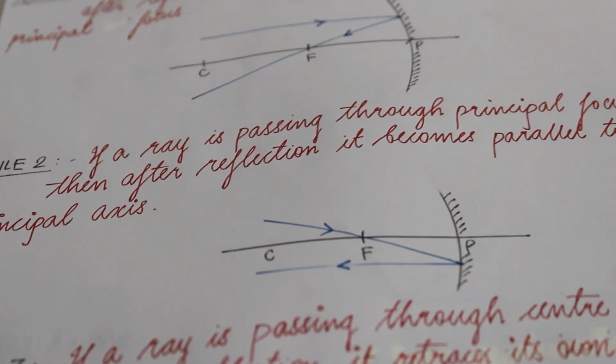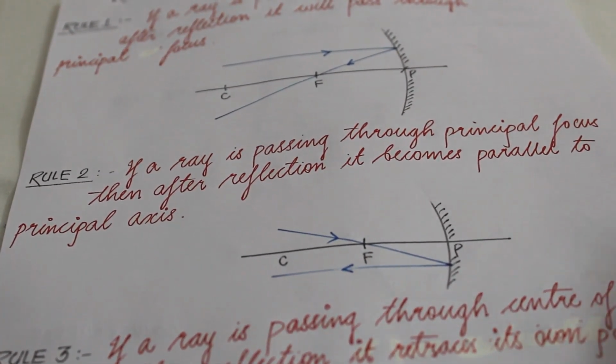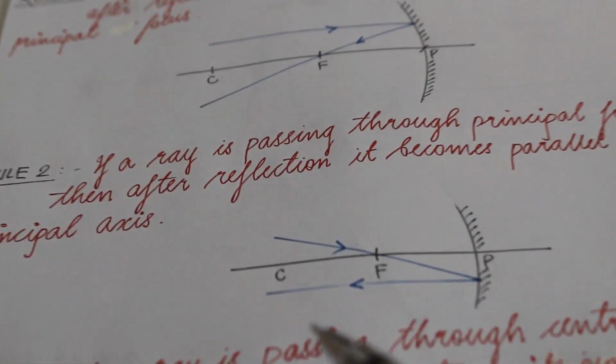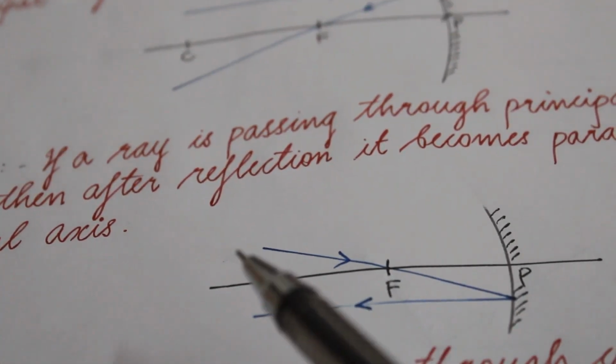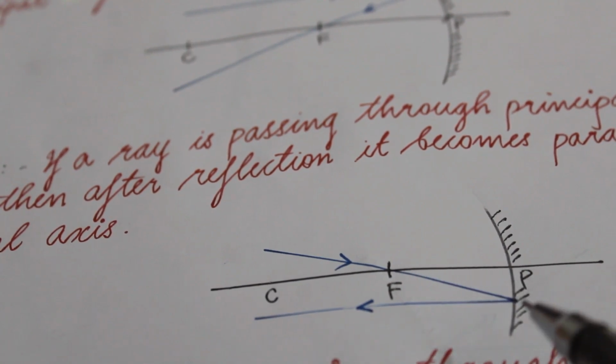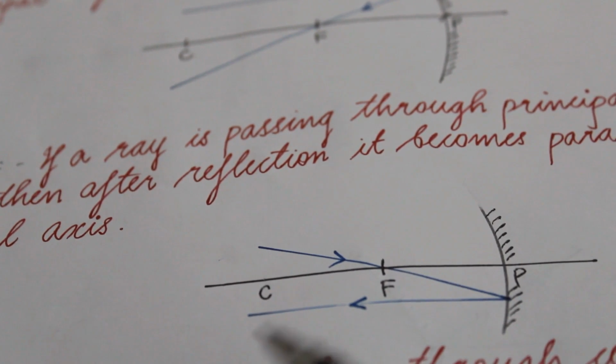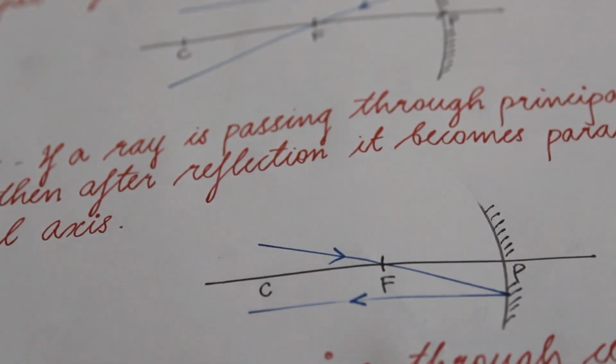Second rule, if a ray is passing through the principal focus, then after reflection it becomes parallel to the principal axis. As you can see in this diagram clearly, a ray is passing through the principal focus, which is the incident ray, and after reflection it got parallel to the principal axis.